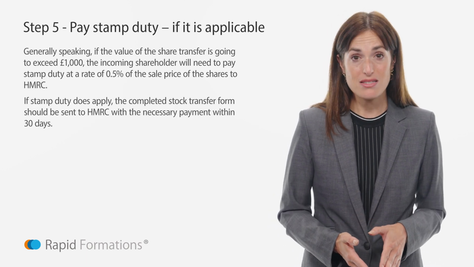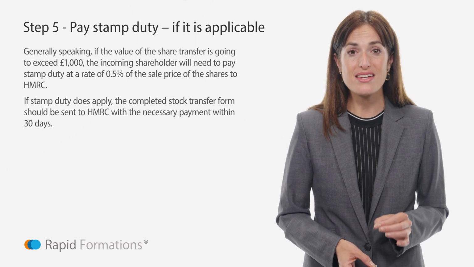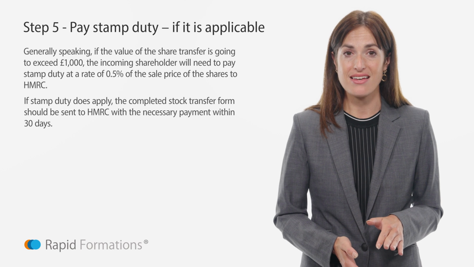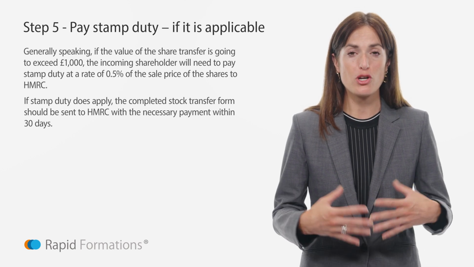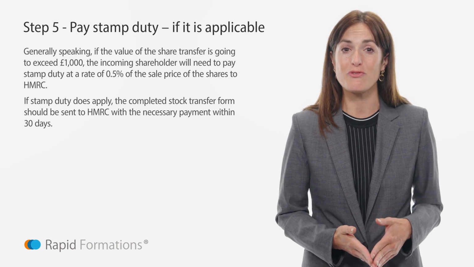If stamp duty does apply, the completed stock transfer form should be sent to HMRC with the necessary payment within 30 days. If HMRC is satisfied that the correct amount of stamp duty has been paid, they will issue a letter providing their confirmation.